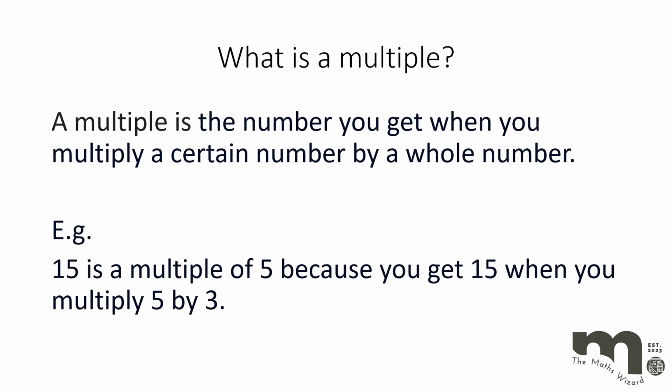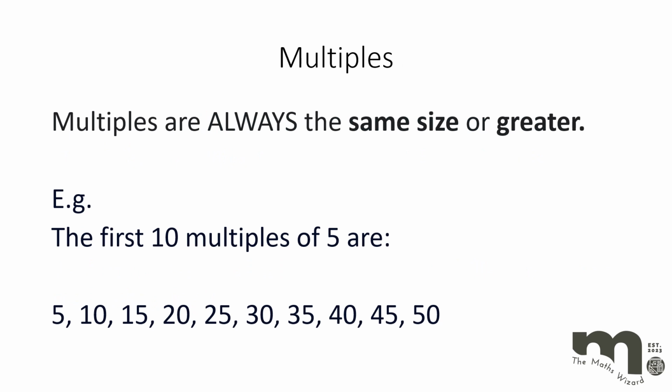Now multiples are a little bit different. A multiple is the number you get when you multiply a certain number by a whole number. For example, 15 is a multiple of 5 because you get 15 when you multiply 5 by 3. So 5 times 3 gives you 15. So 15 is a multiple of 5 and it's also a multiple of 3 as well. The key thing with multiples is multiples are always the same size or greater, so the same size or bigger.